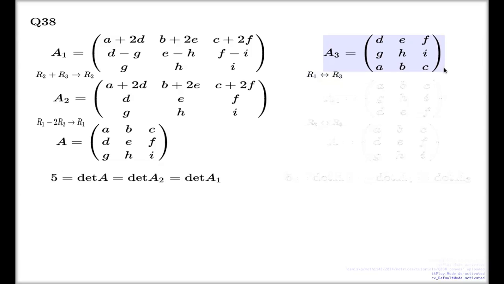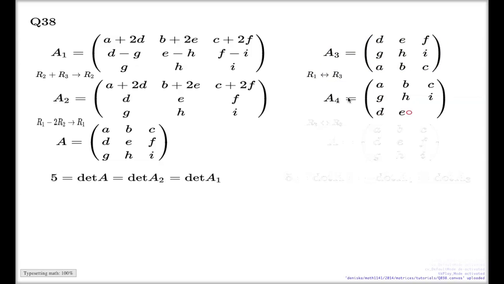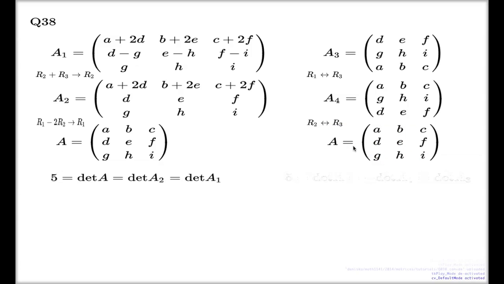So if I take the swap R1 and R3, that will bring the ABC row to the first position. And if I suggest another row swap of the second and the third row, that will bring the GEF row to the second position. 2 row swaps effectively means that the determinant is identical. So now I can argue that the original determinant of A is 5. It is given to us. It is the negative determinant of A4, because it's 1 row swap away. And it's again the determinant of A3, because it's 2 row swaps away.